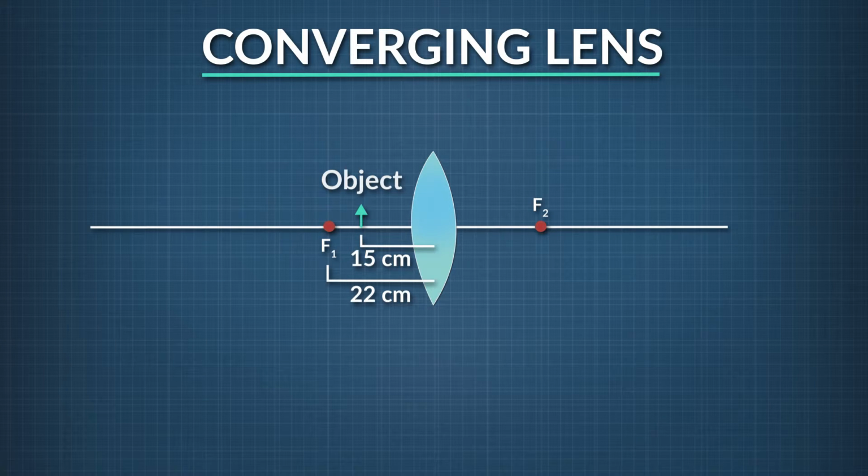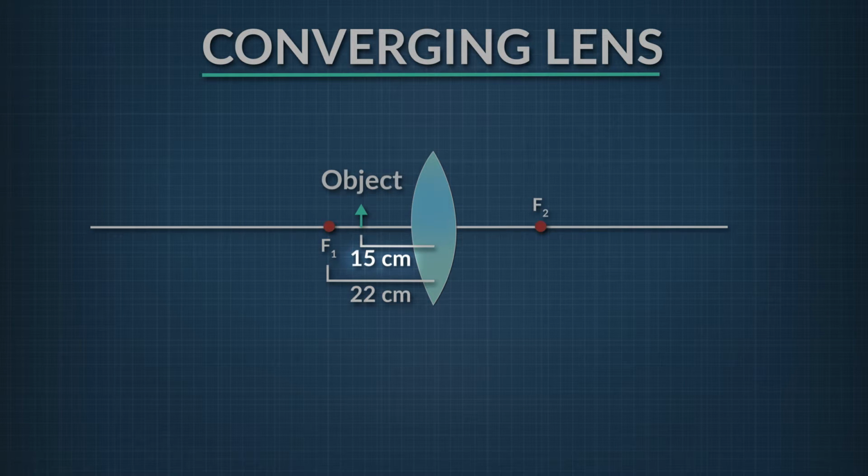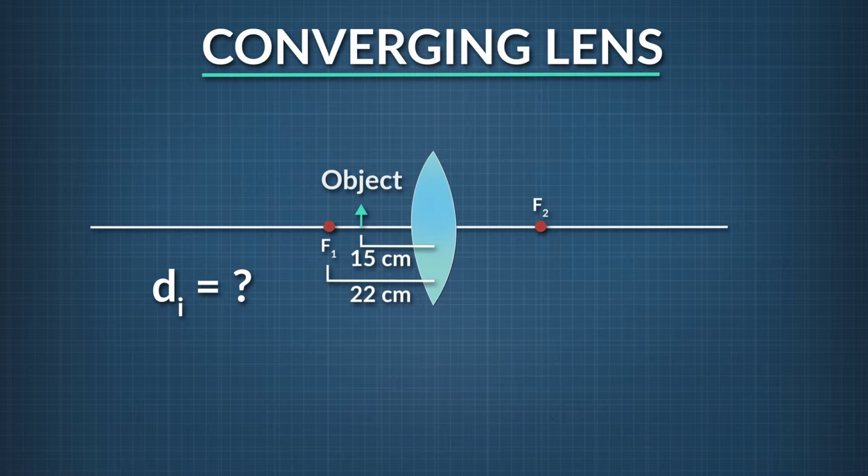Let's move the object closer to the lens, between the focal point and the lens. The object distance is 15 centimeters, and the focal length of the lens is 22 centimeters. Where does the image form, and what is its magnification?